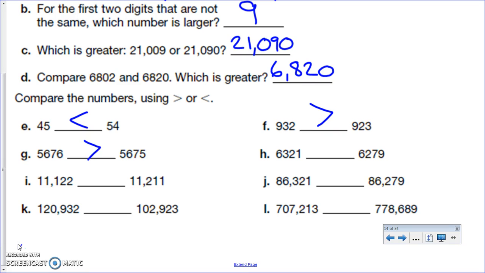For H, we have 6,321 and 6,279. The first place they're different is the hundreds, and 6,321 is greater. For I, we have 11,122 and 11,211. The first place they're different is in the hundred spot, and 11,211 is greater. For J, we have 86,321 and 86,279. The first place they're different is in the hundred spot, and we know that 86,321 is greater.